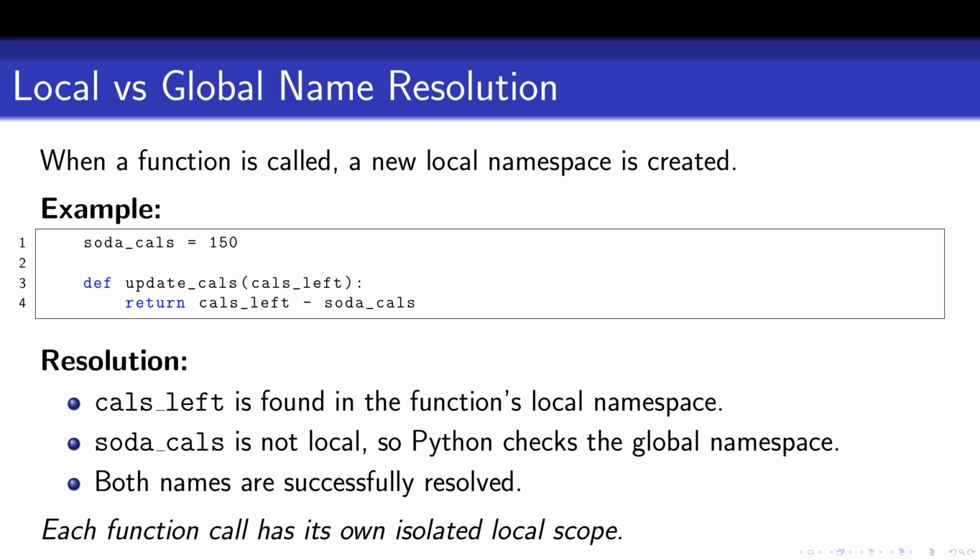This slide demonstrates how Python resolves names across local and global scopes. If a name is not found locally, Python will look to the global namespace next. In the example shown, calsLeft is a parameter defined locally in the function, while sodacals is defined globally. Python resolves both successfully by checking in the correct order. This structure ensures that functions don't accidentally interfere with each other's variables, while still allowing controlled access to global values when necessary. Each time the function runs, its local namespace is rebuilt from scratch, ensuring that function calls remain isolated and predictable.